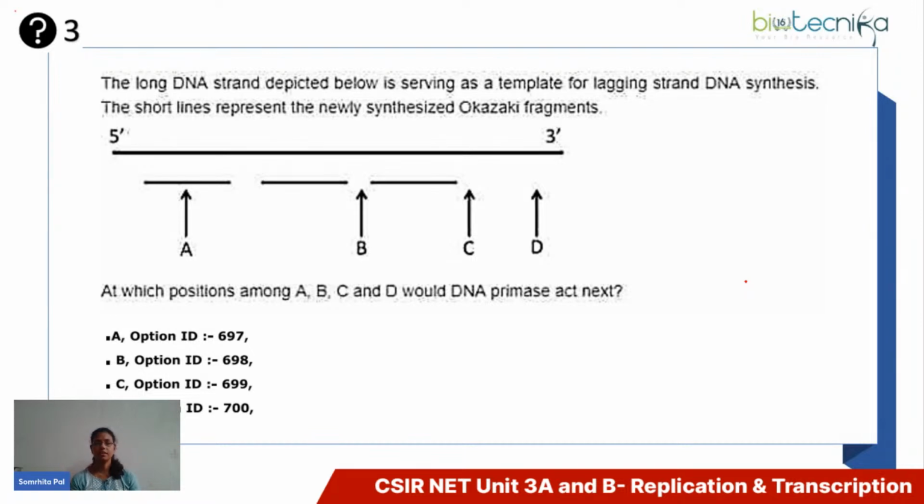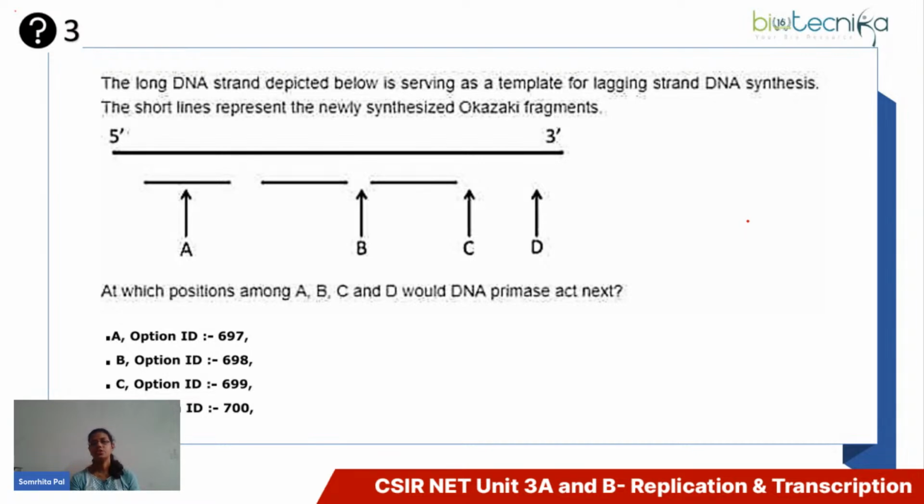So this is a diagram based question where they are saying the long DNA strand depicted below is serving as a template for lagging strand DNA synthesis. The short line represents the newly synthesized Okazaki fragments. At which position among A, B, C, D would DNA primase act next?